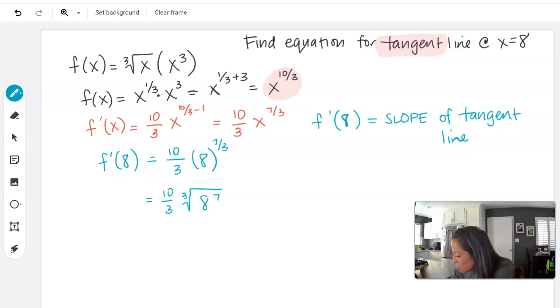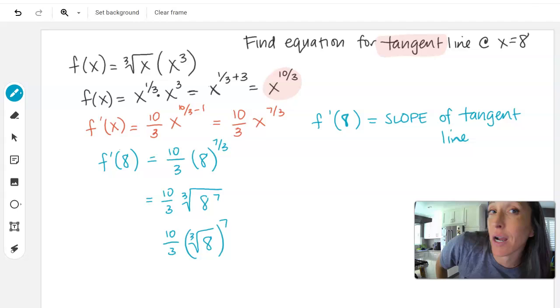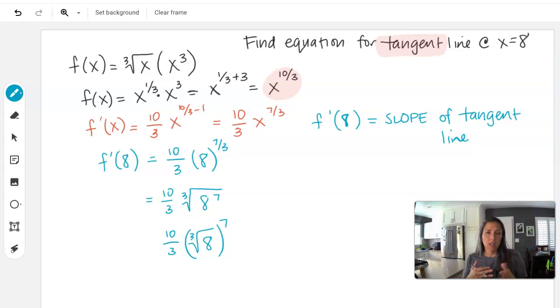But this is the same thing as 10/3 times the cube root of 8, all raised to the 7th power. It really doesn't matter whether I do the power or the root first. It's a choice. Now, one of these is way easier to do by hand if you don't have a calculator than the other. And that's the cube root of 8. The cube root of 8 is much easier than doing 8 to the 7th power. Because if I evaluate that cube root of 8, I am looking at a lovely 2.